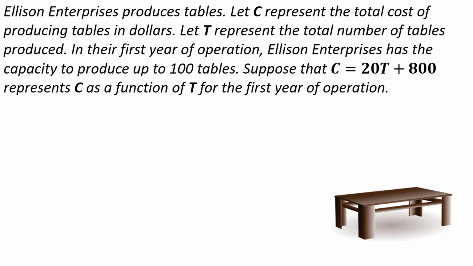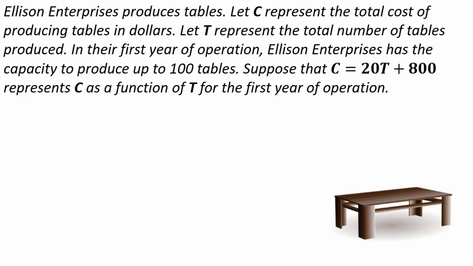Let's look at a story problem involving domain and range. Ellison Enterprises produces tables. Let C represent the total cost of producing tables in dollars. Let T represent the total number of tables produced. In their first year of operation, Ellison Enterprises has the capacity to produce up to 100 tables. Suppose that C = 20T + 800 represents C as a function of T for the first year of operation.